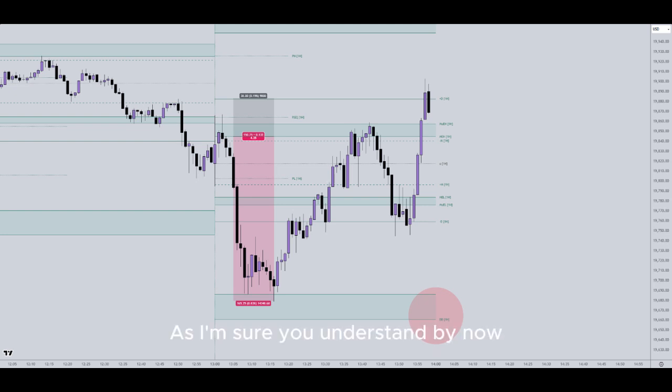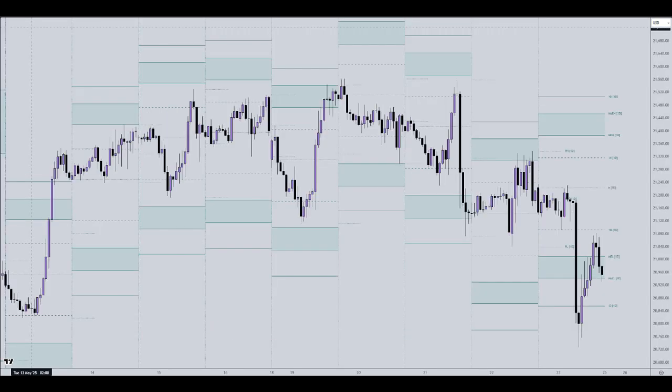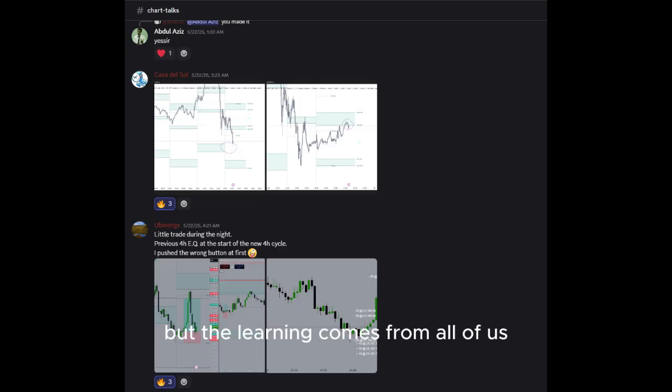As I'm sure you understand by now, Flexi Plus is not a signal bot. Flexi levels tell the story of price. Flexi Plus helps you read them, not to predict, but to respond. Flexi Plus was never just about charts. It's about the conversation. The levels are drawn by code, but the learning comes from all of us.